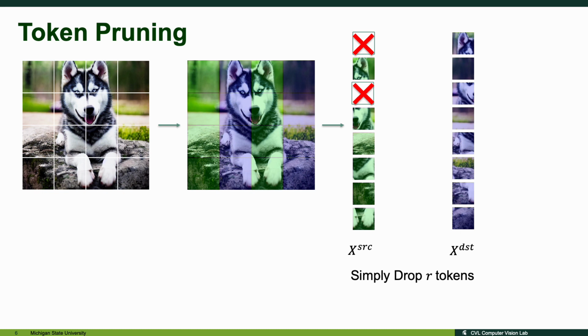In contrast, token pruning can be visualized as simply removing certain source tokens without integrating them into destination tokens through averaging. In this process, although the resulting number of tokens is the same, the destination tokens remain unaltered.